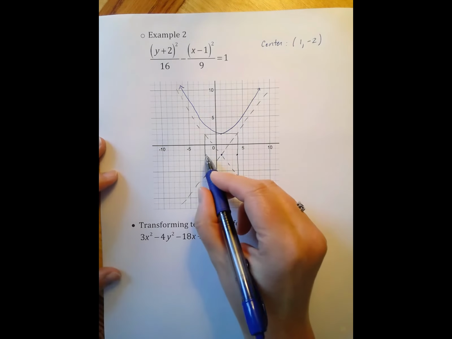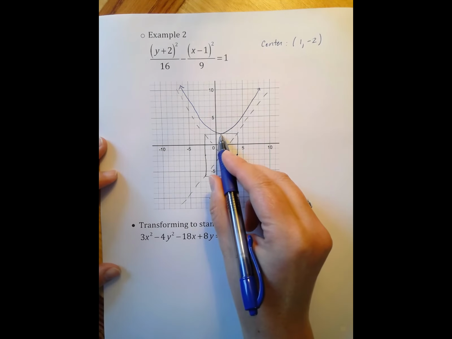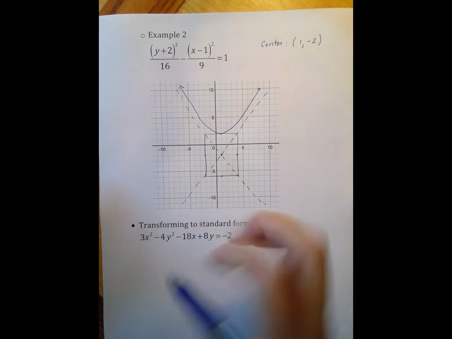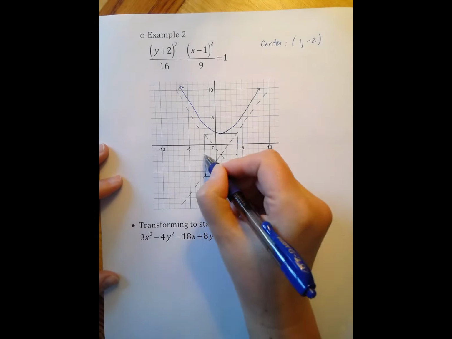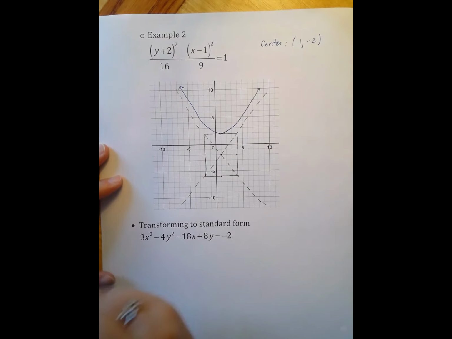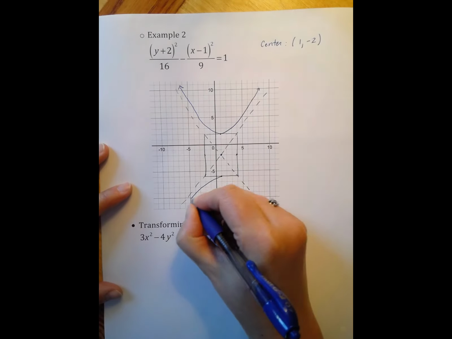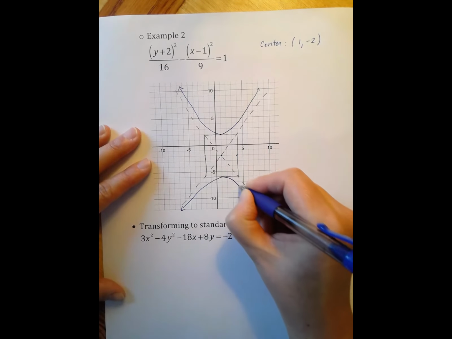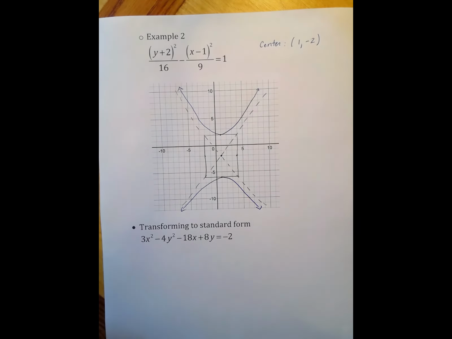The bottom of my hyperbola or the top, or the most left or most right, are always going to be on that edge of that box. So that vertex is always going to be one of those 4 dots that you drew in order to get your box. And the branches of my hyperbola should get close to the dotted lines but never actually touch them.